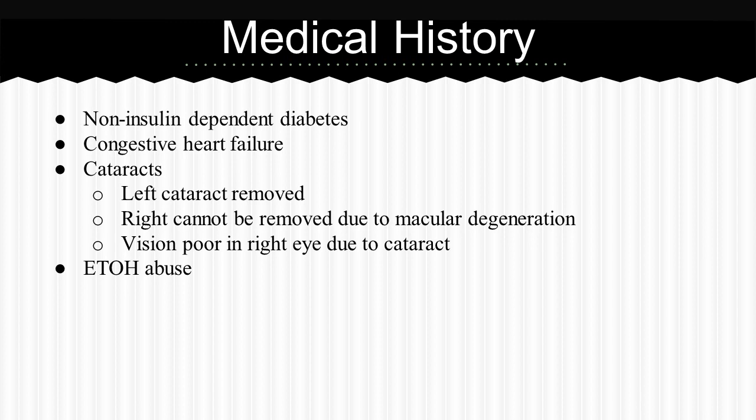Medical history. Dmitri's medical history consists of non-insulin dependent diabetes, congestive heart failure, and cataracts. The left cataract was removed, but the right could not be because of macular degeneration, which means his vision is pretty poor in his right eye due to the cataract. And also he has a history of alcohol abuse.